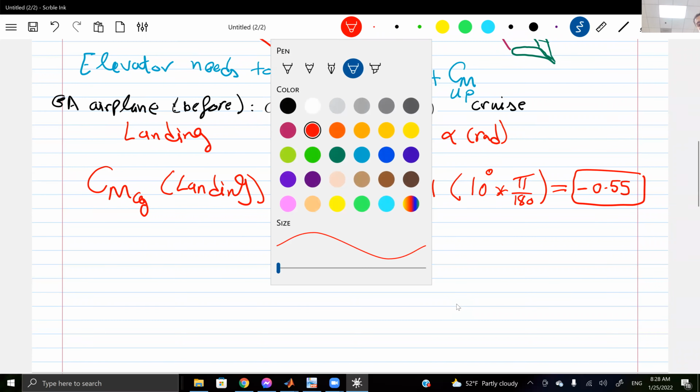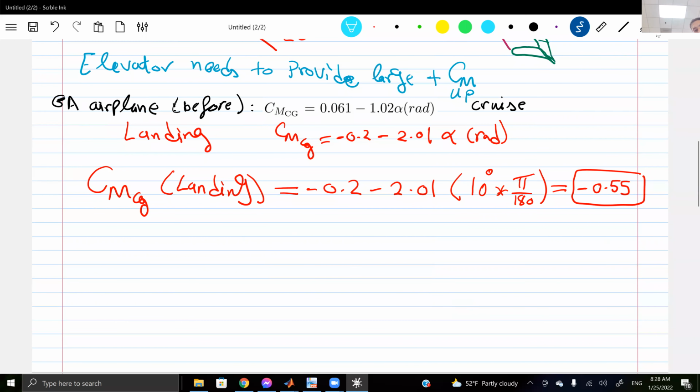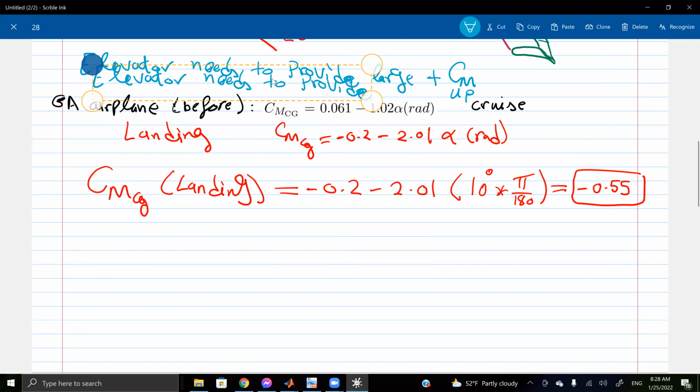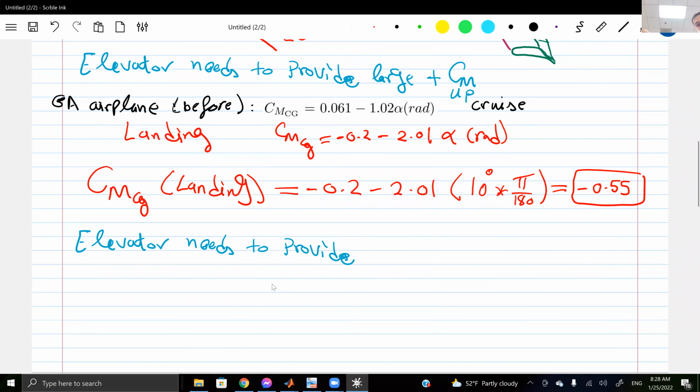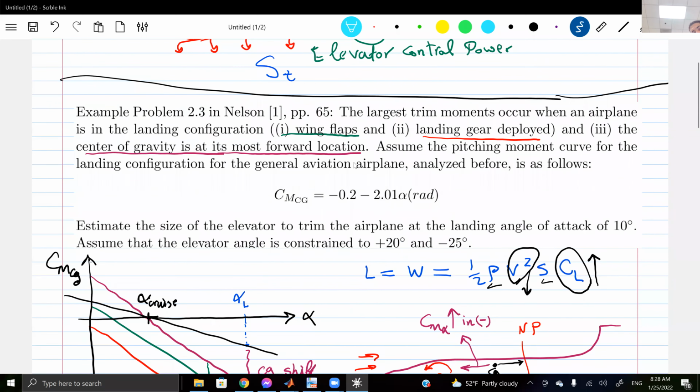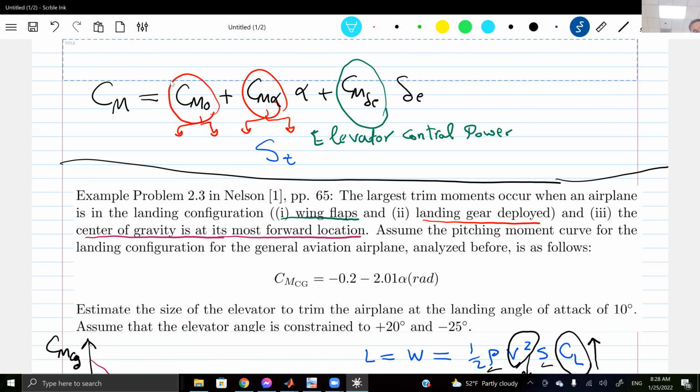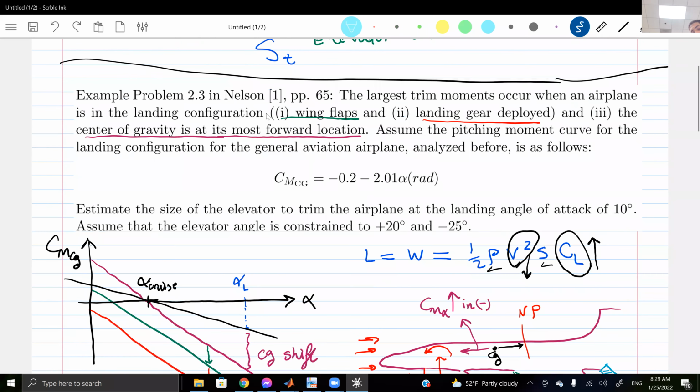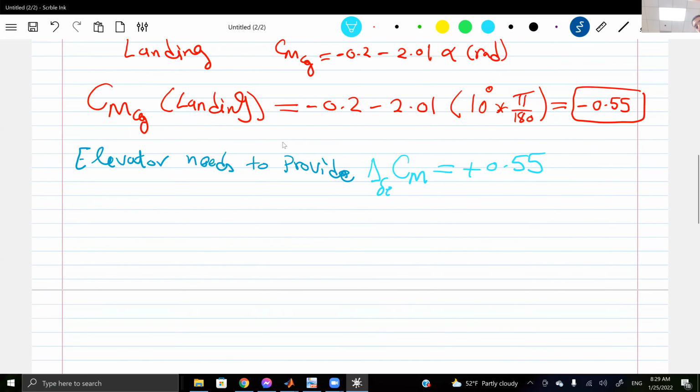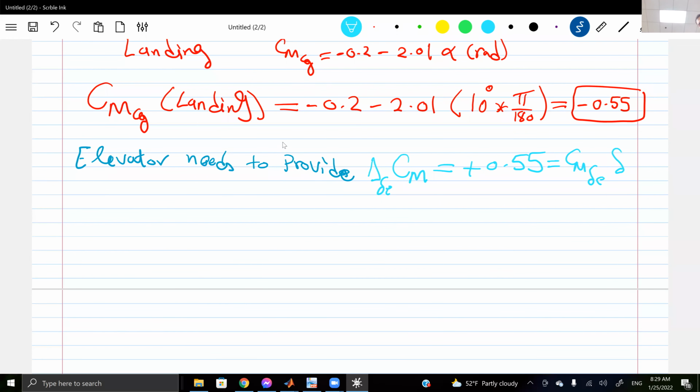So how much does the elevator need to provide? Positive 0.55. Exactly, very good. So the elevator needs to provide a positive CM equals 0.55, right? Maybe this is the elevator contribution. And how can I relate it to anything? Well, this is the total CM, something coming from the wing and tail, the first two terms. And the last term is the elevator contribution. Simply it's CM delta times delta. So this is simply equal to CM delta elevator times delta elevator, right?